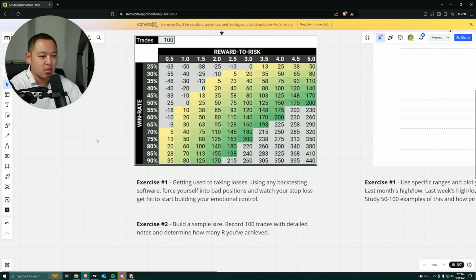Now, I constantly do this even to this day. It's just getting sample sizes of your trades. But for me, it's more on a micro level where I'm getting the sample size from that specific week. That way I can just review it by the end of the week.